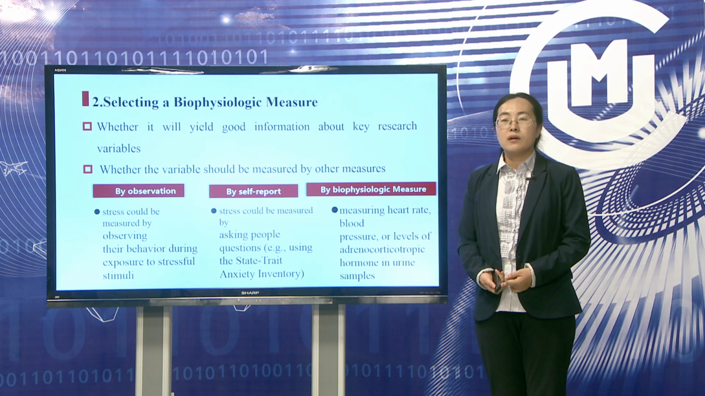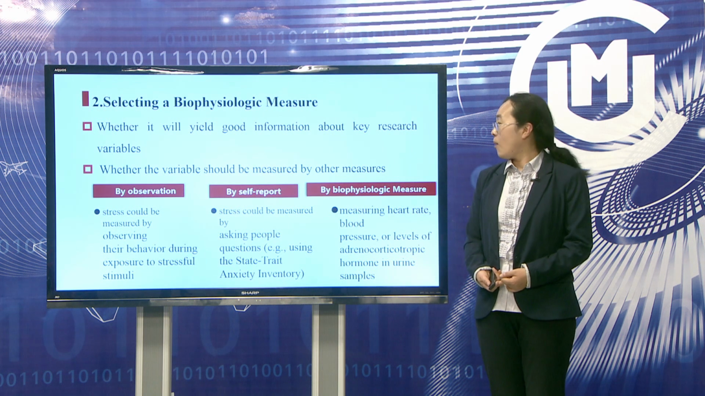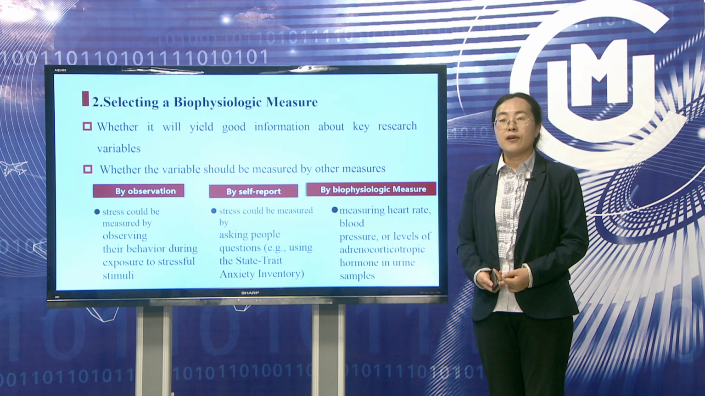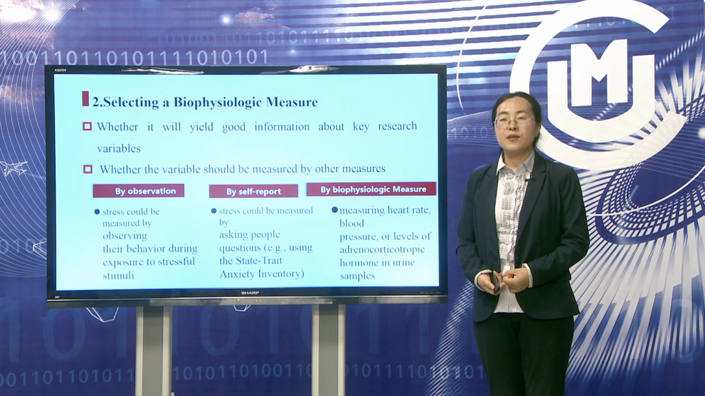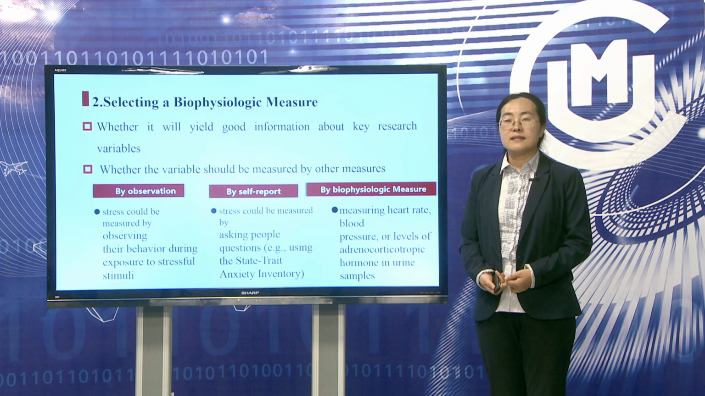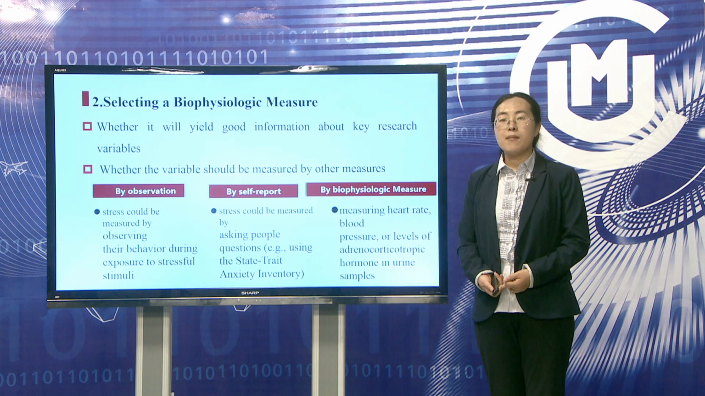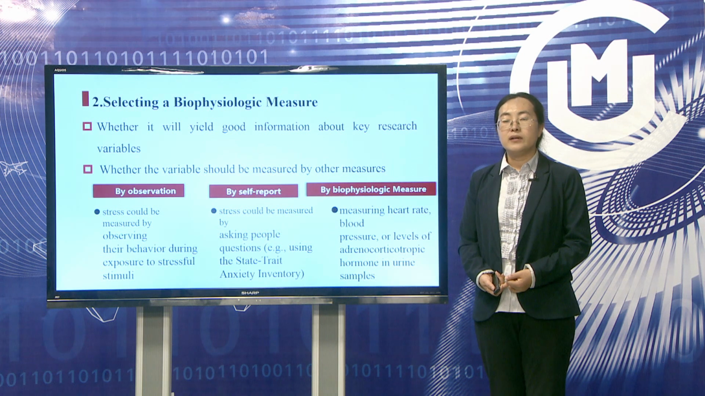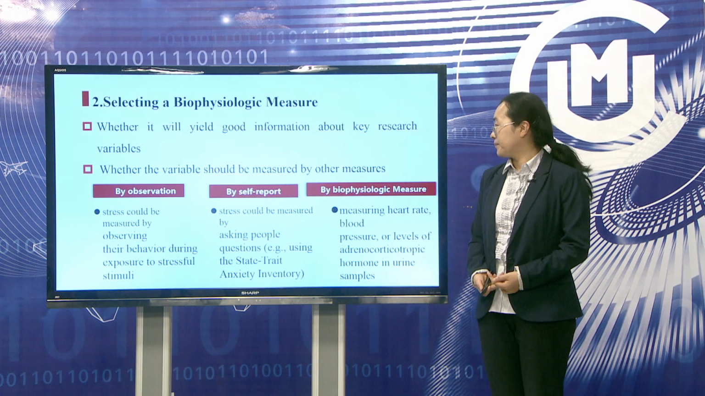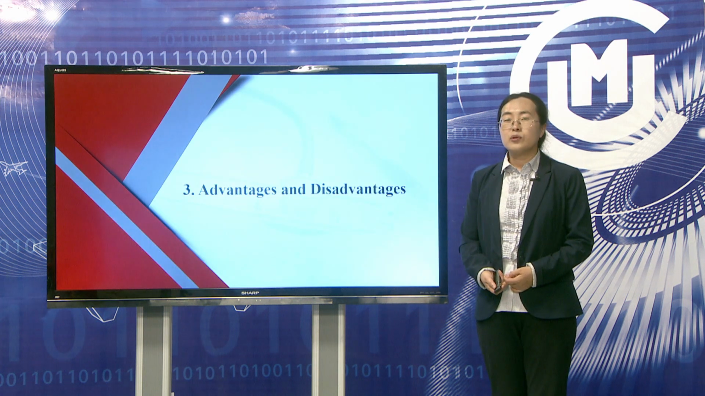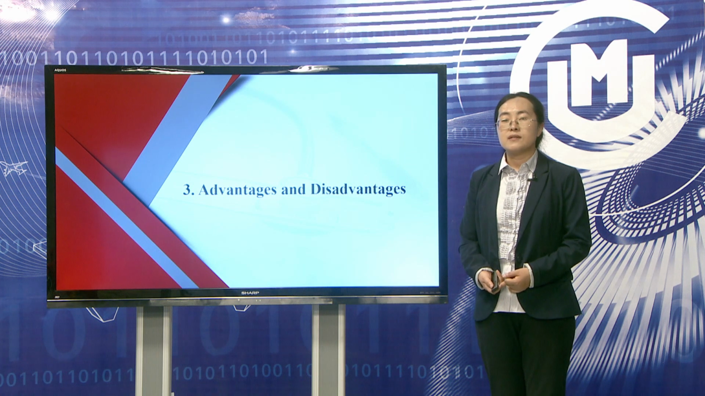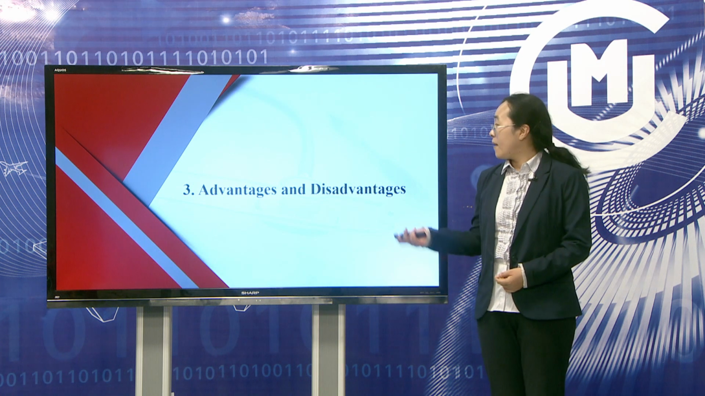For example, stress could be measured by asking people questions, for example, using the State-Trait Anxiety Inventory, or by observing their behavior during exposure to stressful stimuli, or by measuring heart rate, blood pressure, or by measuring stress hormones in urine samples. Now, let's move to the advantages and disadvantages of evaluating biophysiological measures.